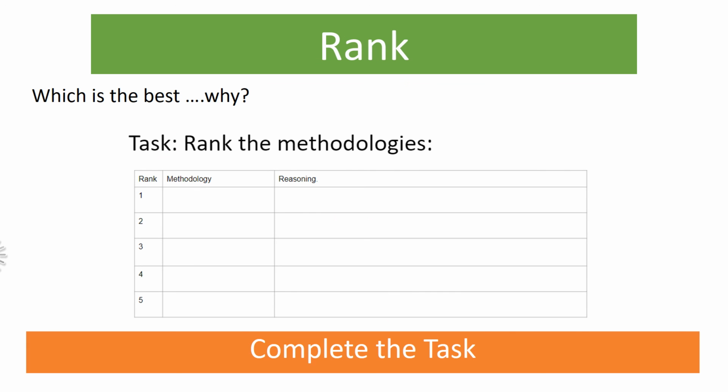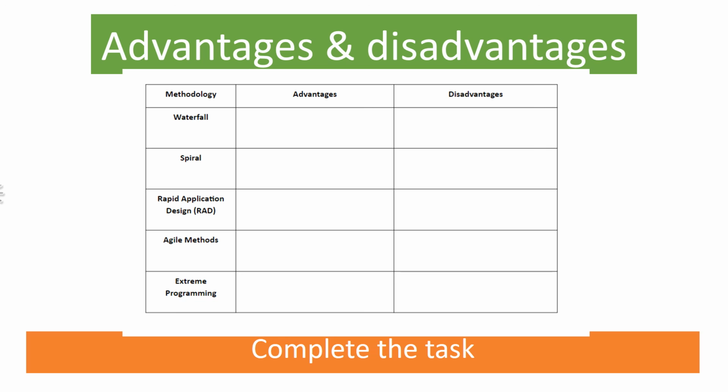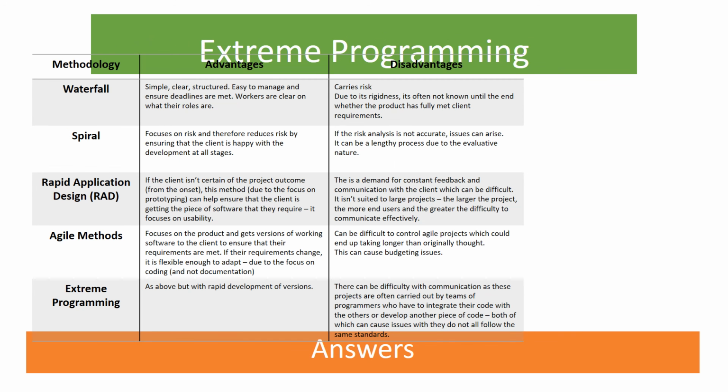Your next task. Rank the methodologies. Which one do you think is best and which do you think is worst? Try and give a reasoning. Next, create a table with the advantages and disadvantages of each. Did you get these advantages and disadvantages? Check through your work and add any that you missed.